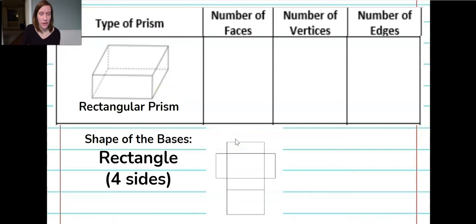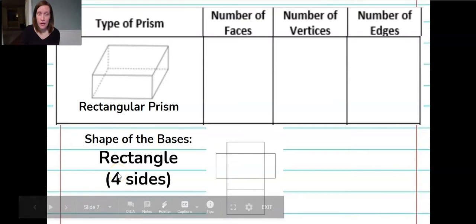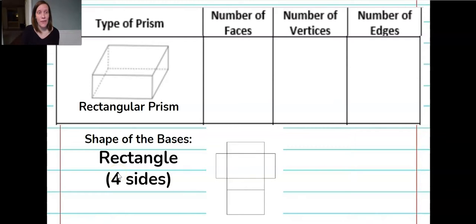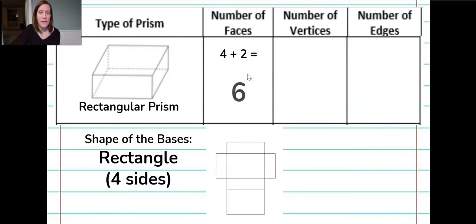Here's the net of our rectangular prism. If we unfolded it, this is what it would look like. Now, if I unfolded it, I could go count each one of these rectangles to help me know, or I could just use the 4 right here to help me. Since there are 4 sides to a rectangle, I know I'm going to need 4 rectangles around the middle connecting those 2 rectangles. So 4 rectangles connecting our 2 bases means that a rectangular prism has 6 faces.